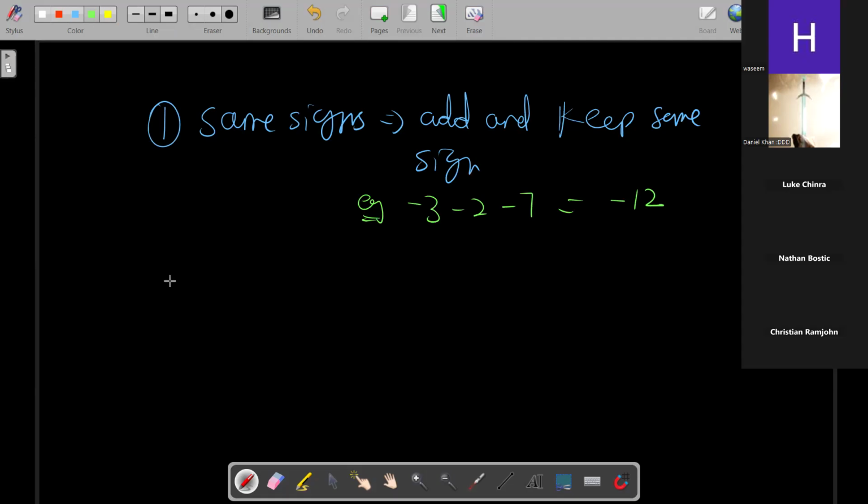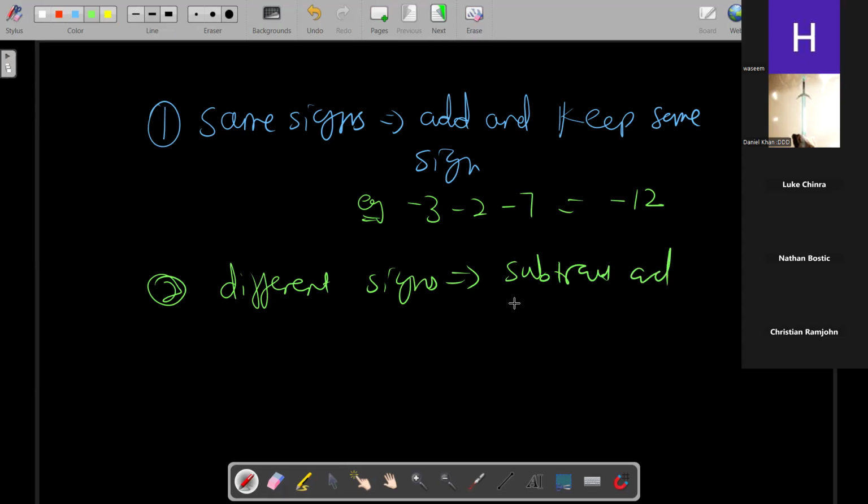And the second law we learned here, students, was the different signs law. And different signs, we find the difference. We subtract and keep the heavier side.